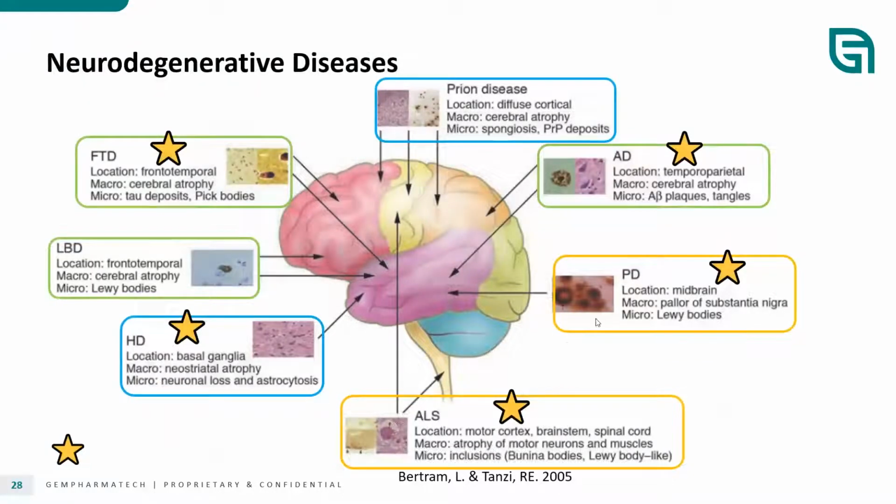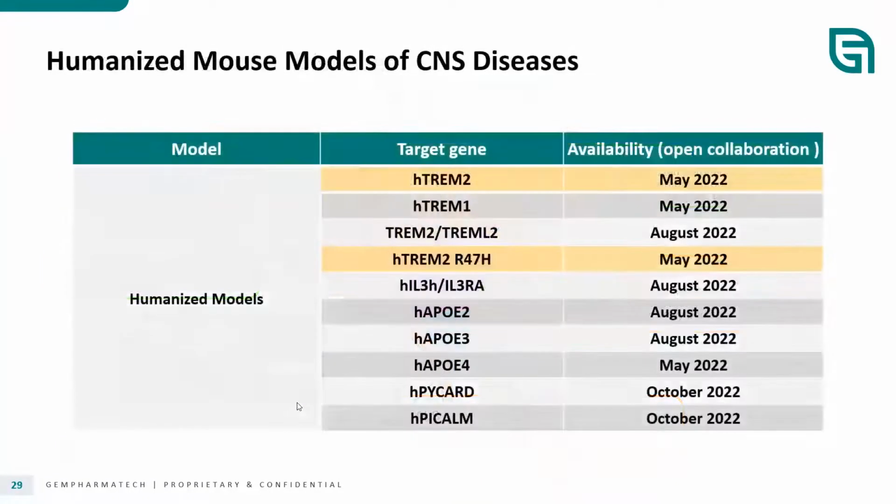And this slide is showing that within GemPharmatech, we have a wide range of research models that are in development or have been developed for a wide range of neurodegenerative diseases, including prion diseases, Alzheimer's, Parkinson's, ALS, Huntington's disease, Lewy body disorder, and FTD. And those with the stars, those have mouse models that are currently developed or are in development.